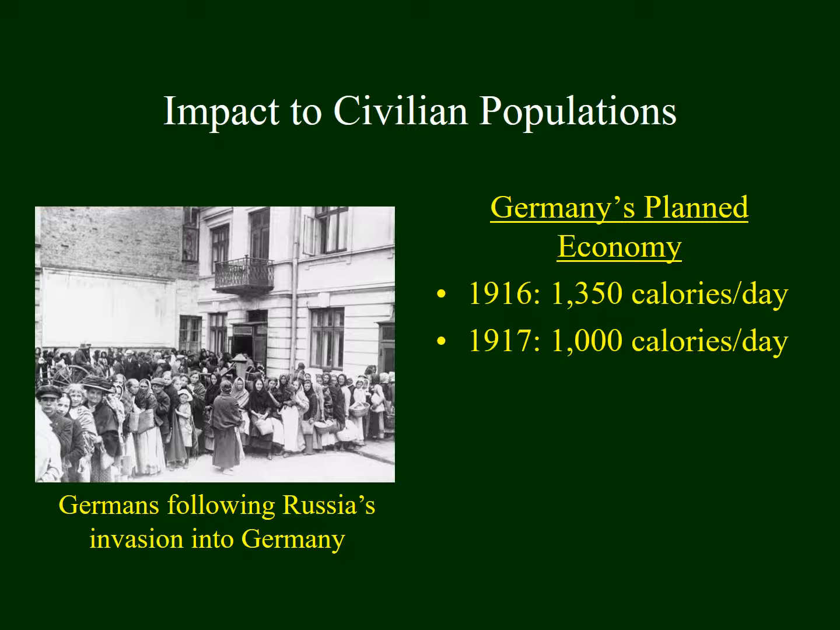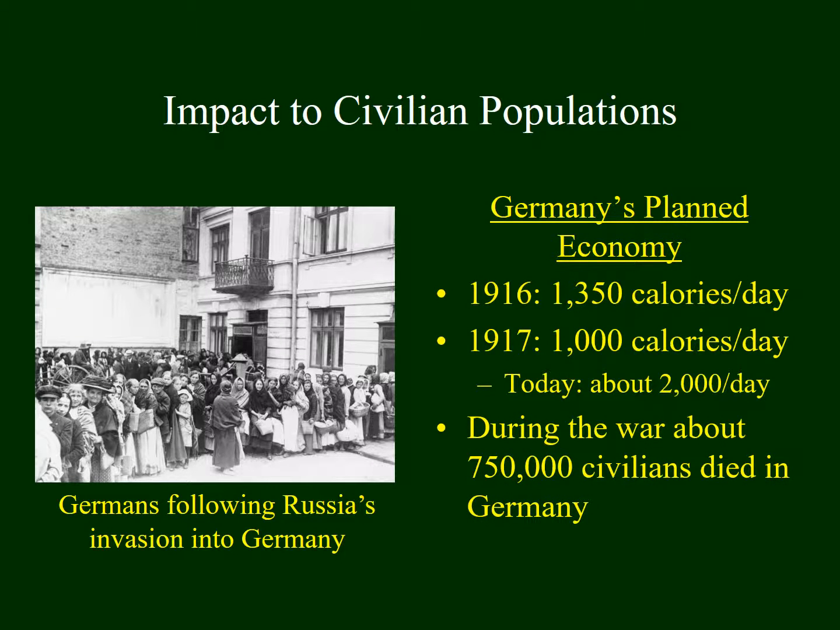By 1917, this had been dropped to 1,000 calories a day. Today, generally speaking, they argue that you should get about 2,000 calories a day. So you can see how this led to a lot of suffering. As a result of the war, probably about 750,000 German civilians died.